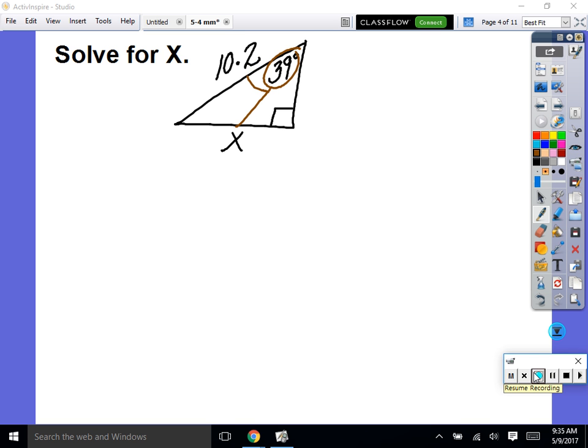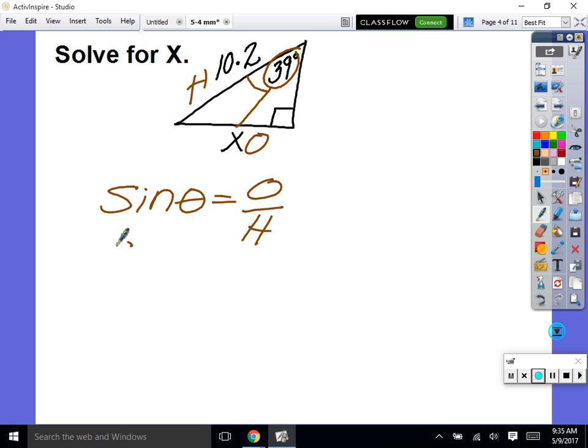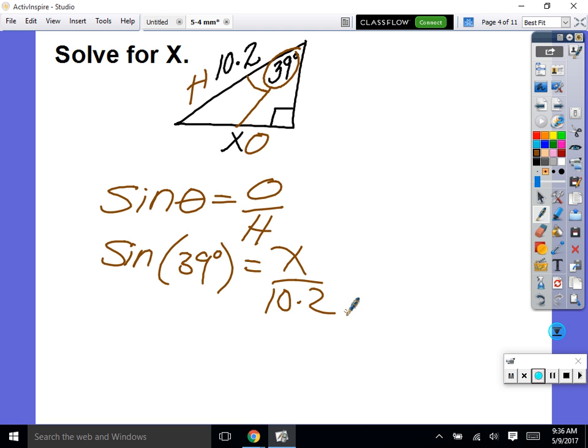Hey, I think that back group's got it back there. So what's my true statement here? Opposite and hypotenuse. Which trig ratio uses opposite and hypotenuse? You say sine of theta equals opposite over hypotenuse. Plug in everything you know. Do you know theta? Okay, then put it in. What's our opposite side? What's our hypotenuse? 10.2. Then you say to yourself, what am I trying to solve for? X. So use algebra to get x alone.